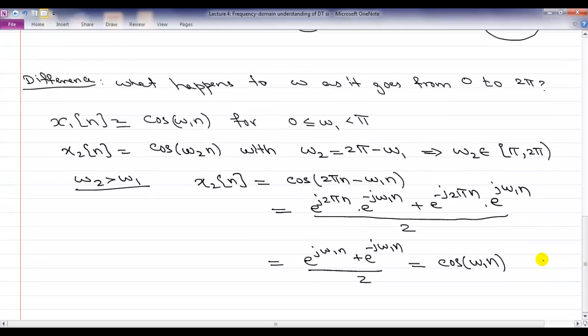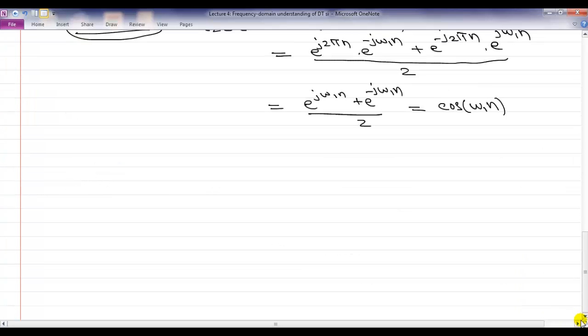So what we are seeing is that even though my frequency omega 2 is bigger than omega 1, the sinusoid is exactly the same sinusoid with a frequency of little omega 1. So effectively what is happening is that if you look at the frequencies, okay, here is your 0, here is your pi, and this is your 2 pi.